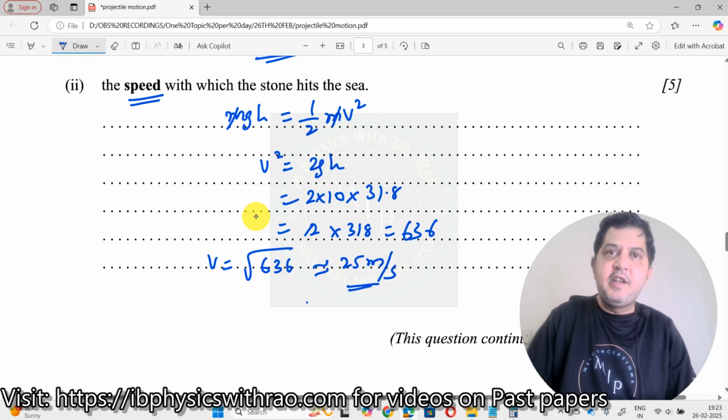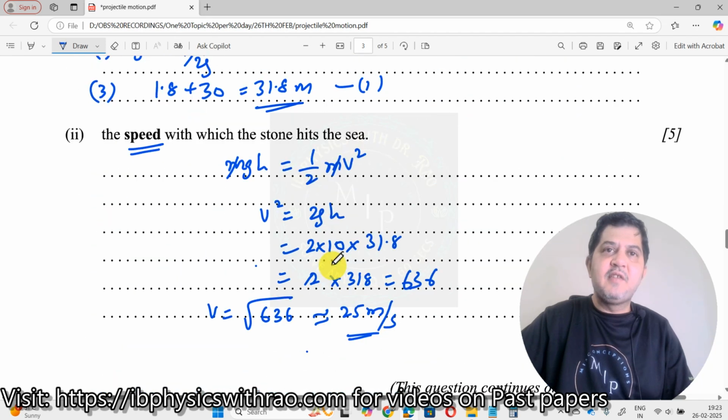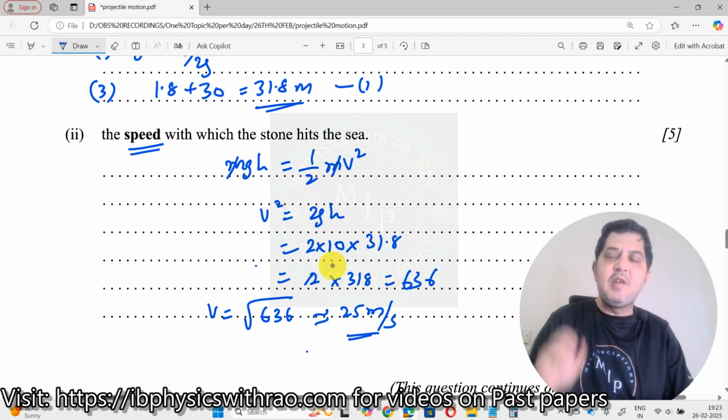So why did I truncate it to this much? Reason is once again significant figures. So what are the values that I have taken here? See, I have taken 31.8. Maybe I should convert this into 32 over here. Okay, so in that case it will be two significant figures. So therefore I take 25 meter per second.